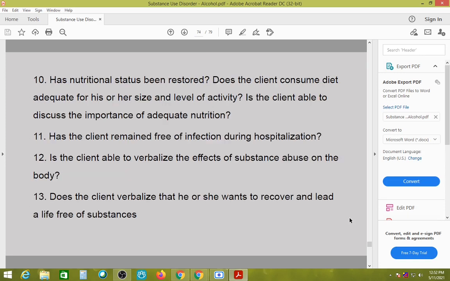Ten, has nutritional status been restored? Why does nutritional status get hampered? We have seen what it does, especially with thiamine deficiency. Does the client consume a diet adequate for his or her size and level of activity? Is the client able to discuss the importance of adequate nutrition? Eleven, has the client remained free of infection during hospitalization? We have seen they have a lot of thrombocytopenia, right? And they have a lot of leukemia, right? Is the client able to verbalize the effect of substance abuse on the body? Does the client verbalize that he or she wants to recover and lead a life free of substances?